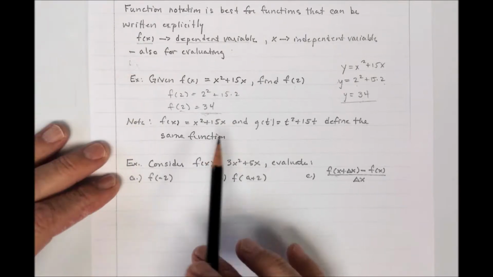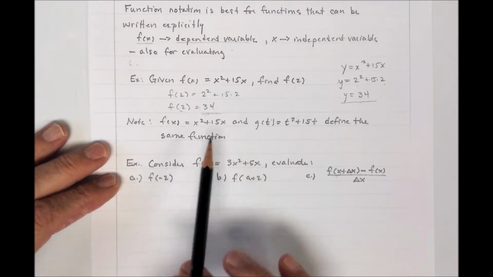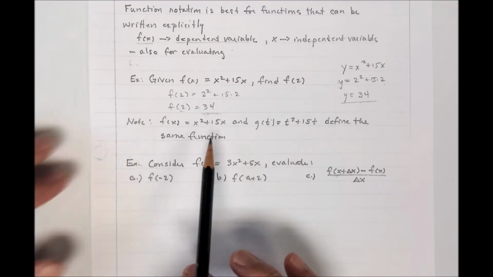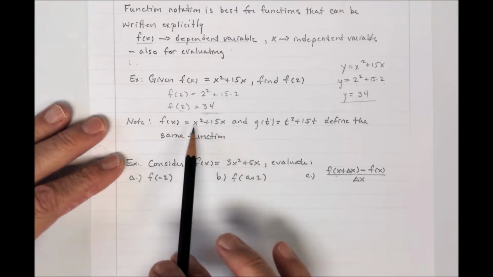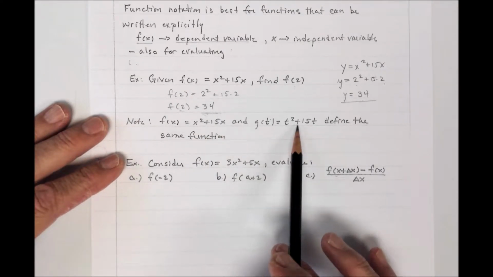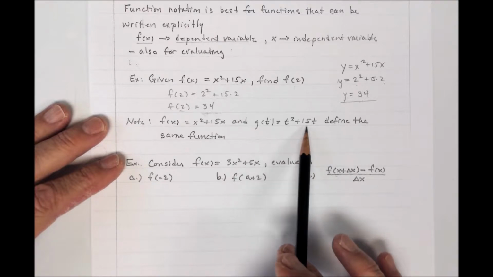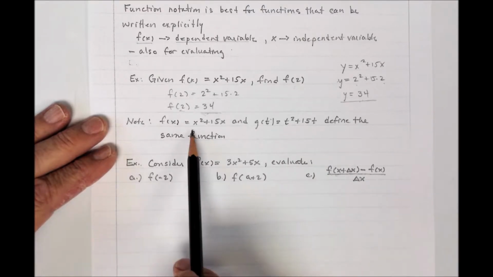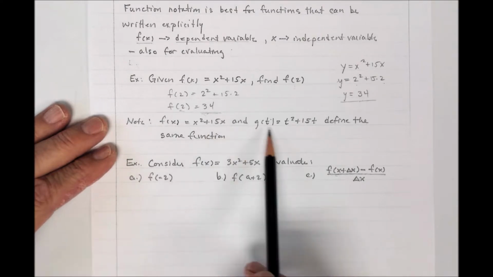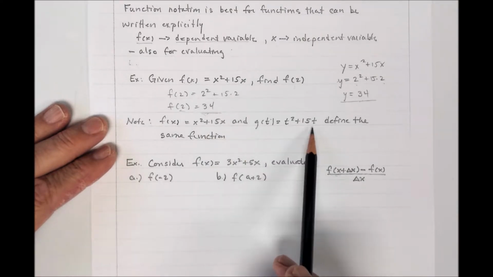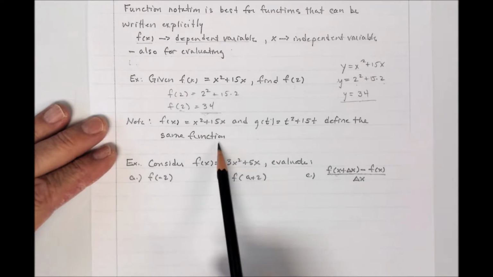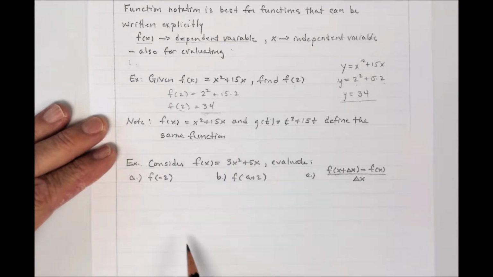Also, it doesn't always have to have x as the independent variable. Usually we use x. We can also use t, which we do a lot when we're talking about time, t representing the independent variable that way. But f of x equals x squared plus 15x, and g of t equals t squared plus 15t. If they have the same domains, then they define the same exact function, just different variables.